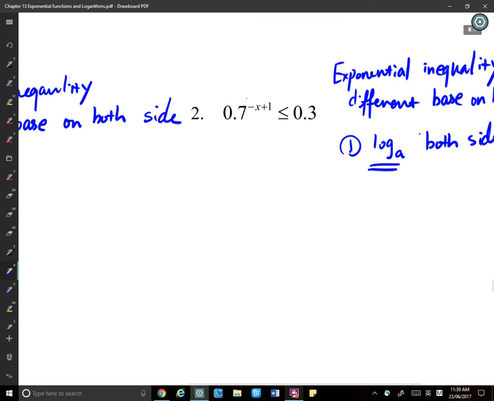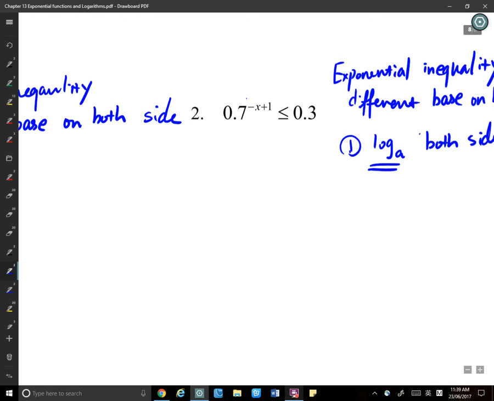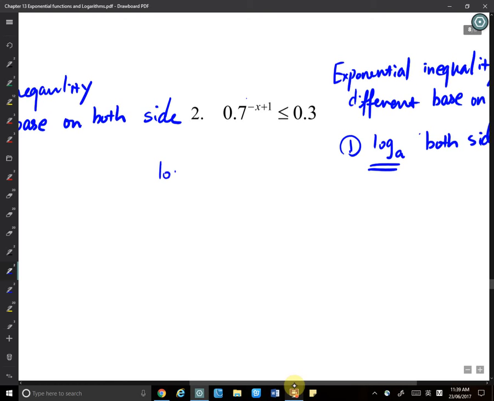I will choose... the best thing we choose is 0.7, log 0.7, but it's less than 1, so I won't choose that one. What I would choose is log e. I can choose log e or log 10, depends on you, or log 8 if you want. Any number greater than 1. So I will just do log 10. Log 10 bracket 0.7 to the power of minus x plus 1, finish the bracket, greater than or equal to log 10 of 0.3.